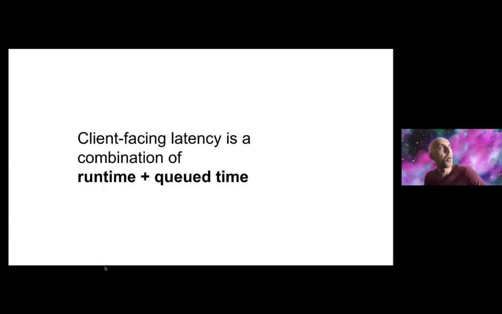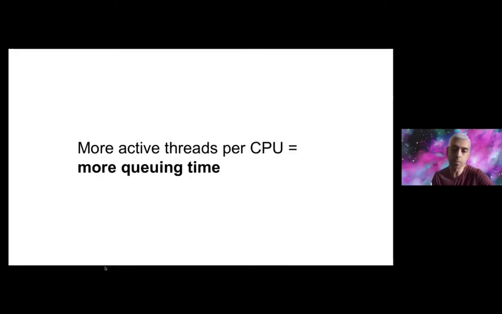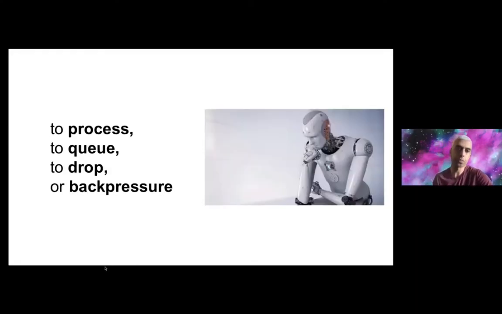When we talk about client-facing latency, it's a combination of your runtime, the server actually doing work, and queuing time: queued up, waiting for a thread sometimes, waiting to get onto the CPU, waiting to get onto the CPU multiple times within the life of a request. And the more active threads that you have per CPU, like the higher your thread to CPU ratio, the more time you're going to spend queuing.